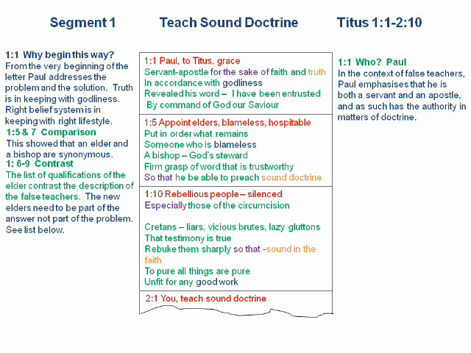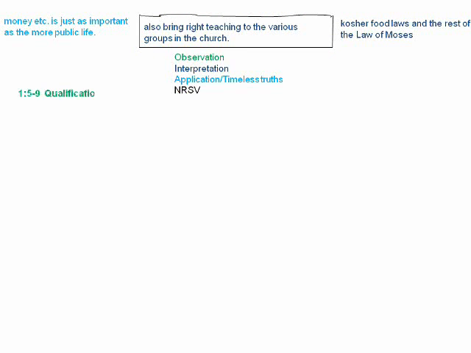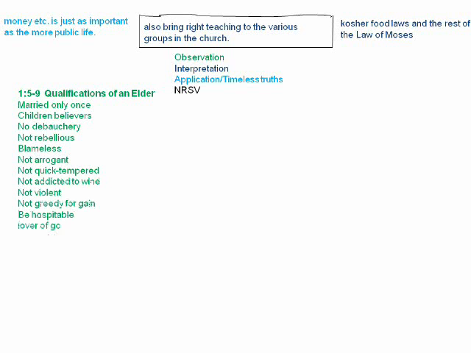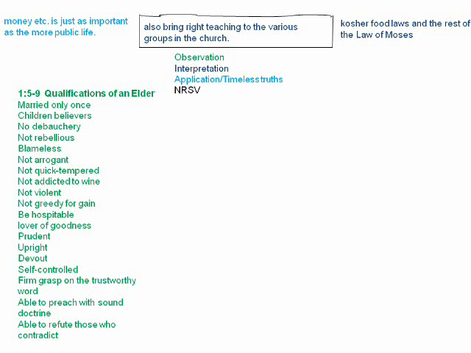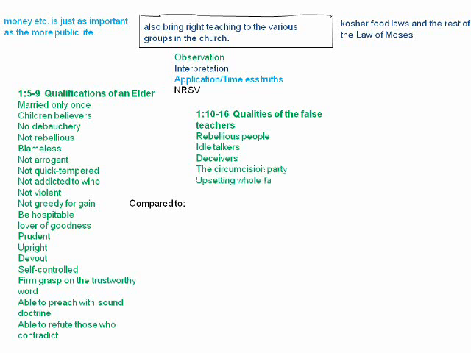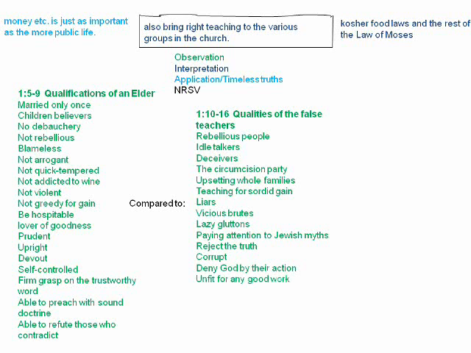Now, another way that these charts can be used that is so useful is different studies or observations can be made. And what I have done is at the bottom of the chart is I have a list of the qualifications of the elder that we have in 5 through 9. They're all typed there, and then I compare that to the qualities of the false teachers, the rebellious people, idle talkers, deceivers, circumcision party, etc., etc. And in observing that, I then come to a conclusion and an interpretation.